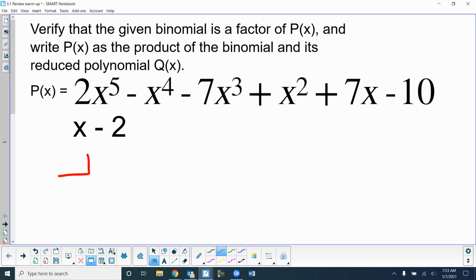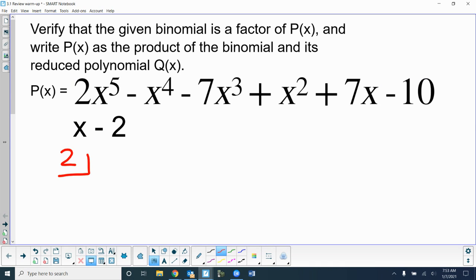All right, so since it's x minus 2, I'm going to put positive 2 there, right? So that's one mistake sometimes we make. It's whatever you put in place of x to make the binomial equal 0. So x basically is the opposite, right?